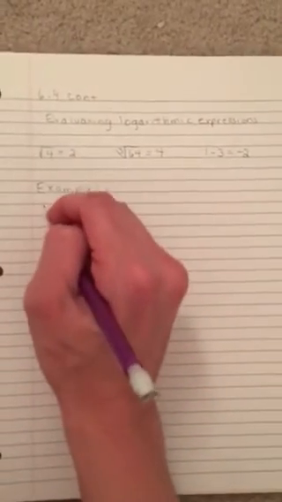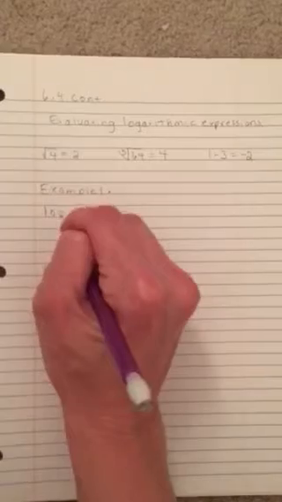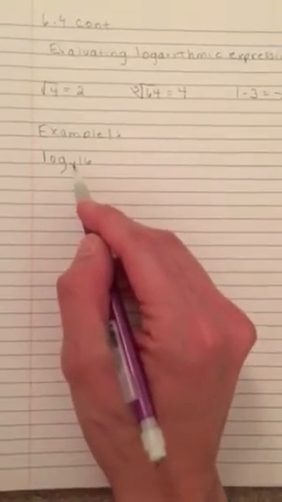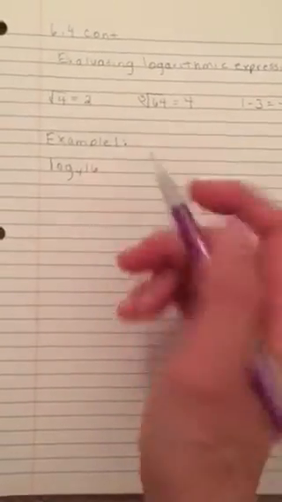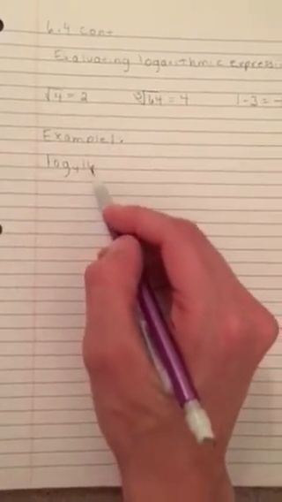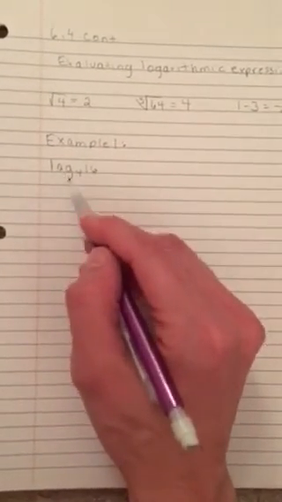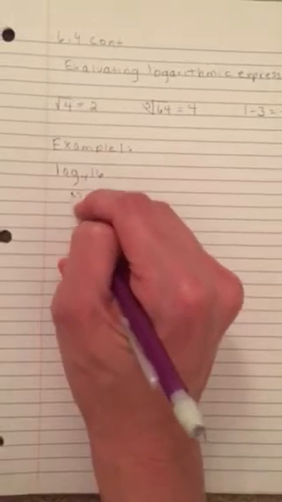So if we want to evaluate log base 4 of 16, I want to know, what is log base 4 of 16? Well, this is saying to you, 4 to what power is equal to 16? 4 to what power equals 16? This expression is equivalent to the number 2 because 4 to the second power is equal to 16.